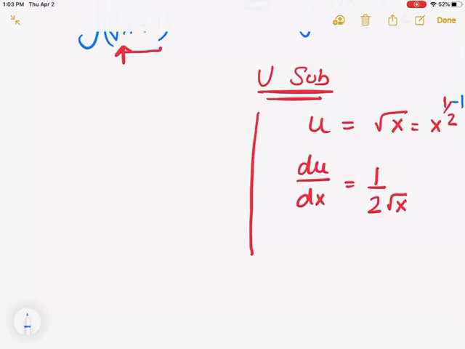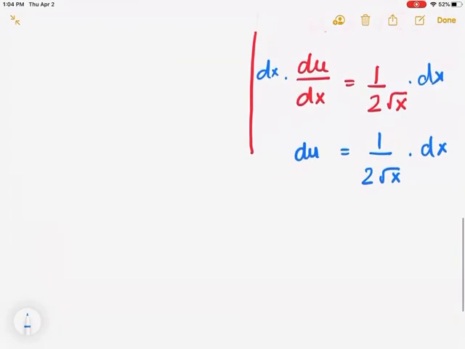So let's just multiply by dx on both sides, or you can do cross product either way. So I would have du equal to 1 over 2 radical x times dx. Again, if you want to do cross product, you could do that. So let's just say multiply by 2 radical x on both sides. After cross product, it would look something like this. I'm just going to stop here, and later I'll simplify more if I need to.